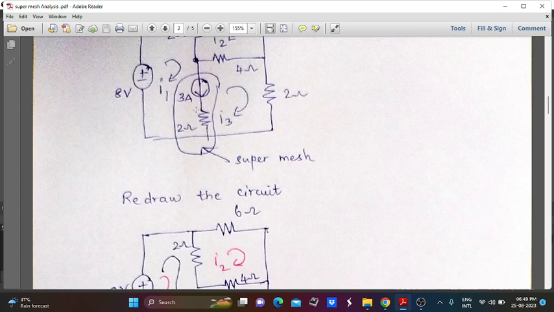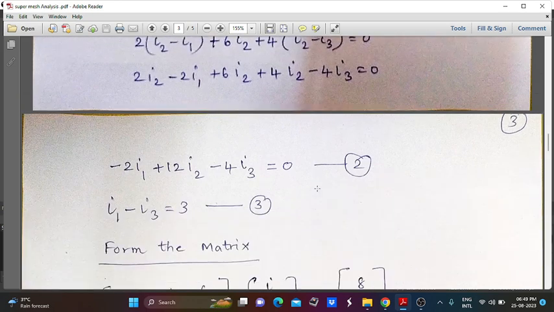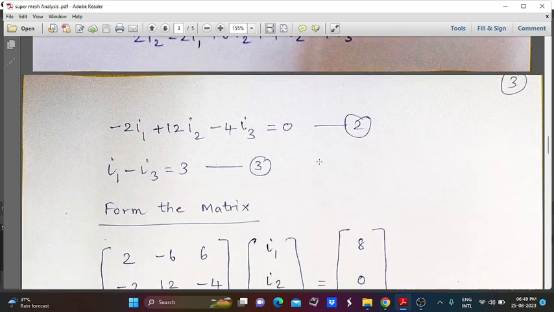So this current 3 amps is connected in between mesh 1 and mesh 3. So I1 minus I3 equal to 3 amps. So the equation is I1 minus I3 equal to 3. That is the third equation. So now we got all three equations from the super mesh circuit.